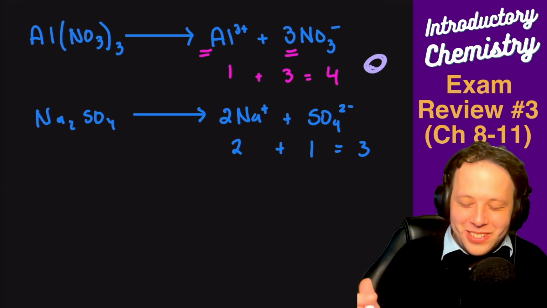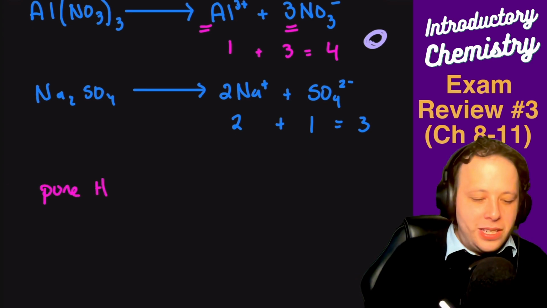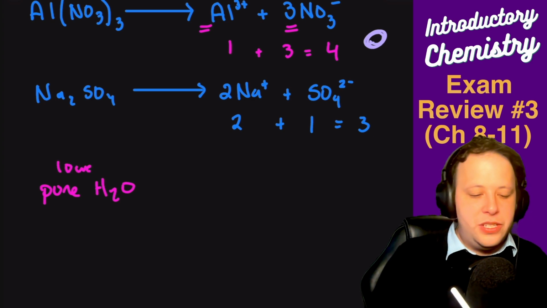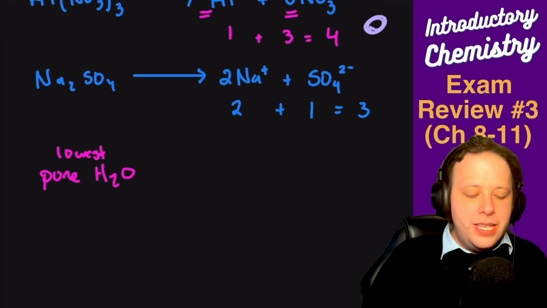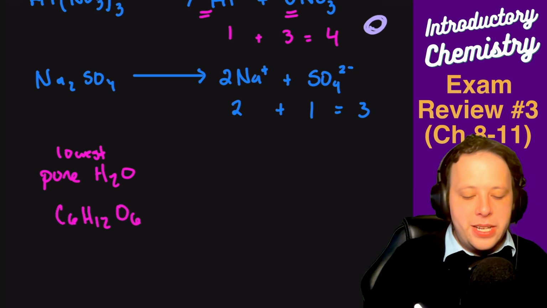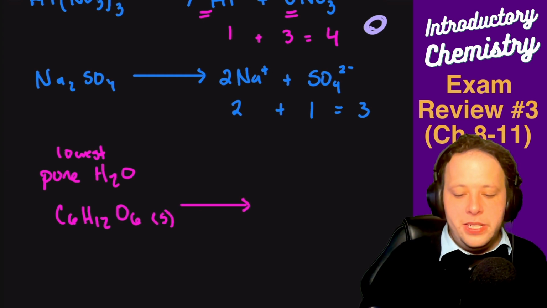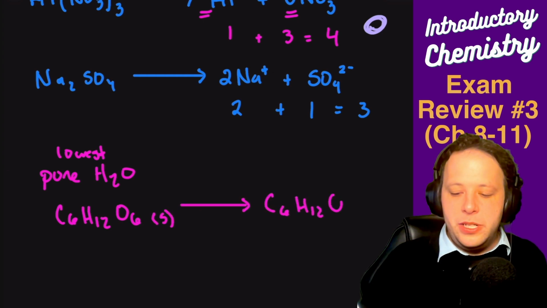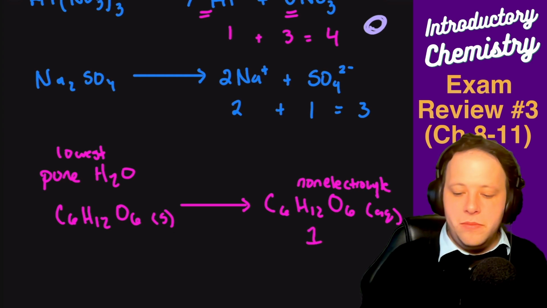Comparing to other solutions, the lowest one is always going to be pure water because it doesn't dissociate into anything other than water. After that, the other ones that dissolve but don't break down. Like sugar, for example: sugar will dissolve, but it doesn't ionize. So it just turns into an aqueous solution. This is what we call a non-electrolyte. So this one would be just equal to 1.